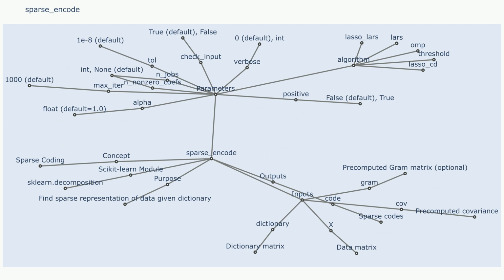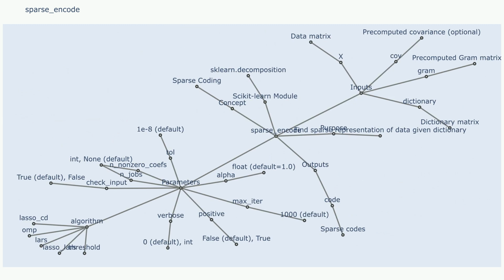2. The algorithm: lasso regression with a twist. sparse_encode leverages the principles of lasso regression to achieve sparse coding. The lasso, least absolute shrinkage and selection operator, is a linear model that uses L1 regularization to force some coefficients to become exactly zero. Here's how it works in sparse_encode.